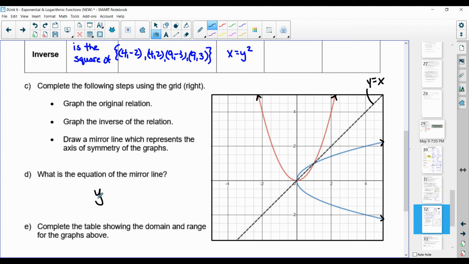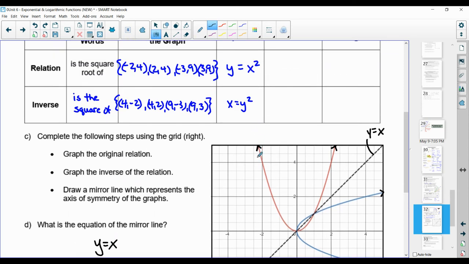So the mirror line is y equals x. If I look at the domain of my original function, the domain is x is an element of reals. And if I look at the range of my original function, it's y is greater than or equal to 0. If I look at the domain of my inverse, x is greater than or equal to 0, and my range is y is an element of reals.